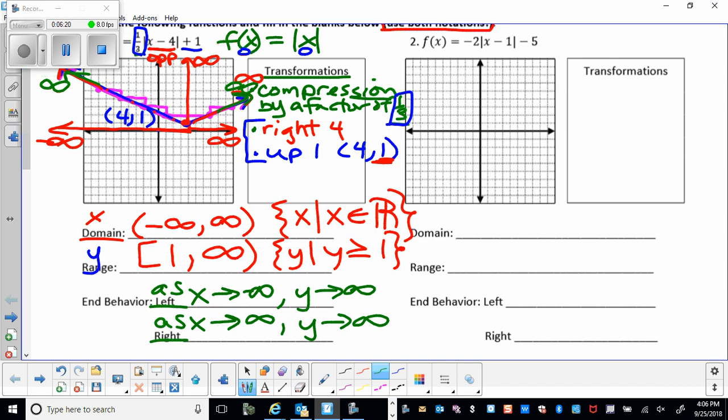All right. So then for number 2, it would be the same thing. The transformations are what I'm going to look at first if I'm going to graph this. Okay, so I would notice what I've got in front here is a negative. So that means it's going to give me a reflection over the x-axis.